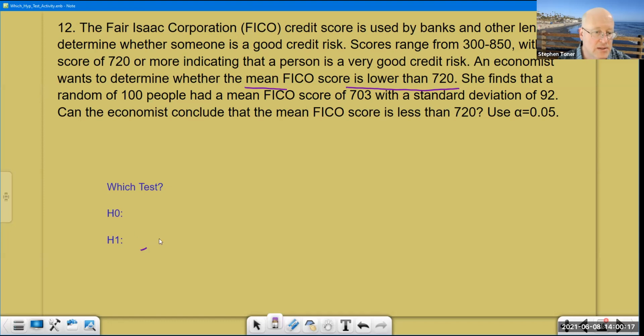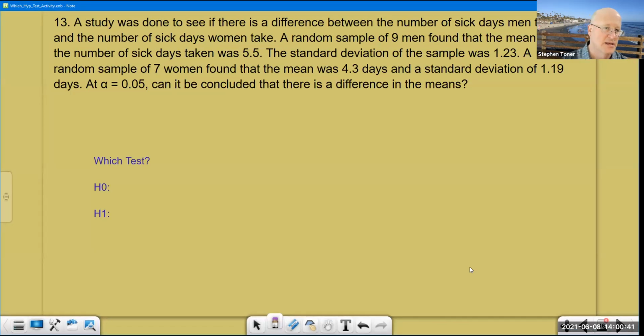Okay, is the mean less than 720? That's our alternate, and the null hypothesis is that mu equals 720. Since there's a single mean here, this is a t-test. Okay, moving on to problem number 13 out of 17.